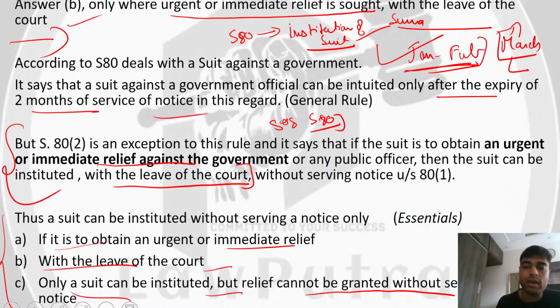So again another important point: Section 80 applies to what? It applies to institution of suits and also for final adjudication also? No, it only applies to institution of suits.